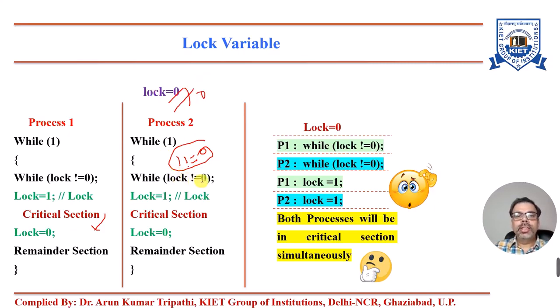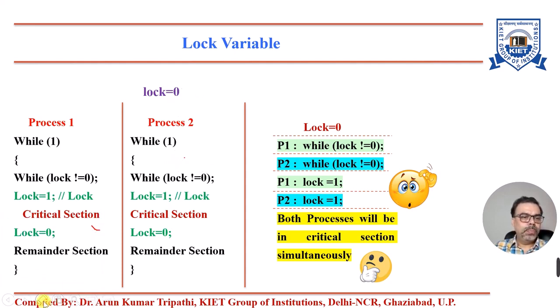Now, 0 is not equal to 0, so the condition gets false. Now this process can enter into the critical section. It seems everything is working fine, but there may be a problem. What problem will be there? Let us see and discuss how the problem arises and how to resolve that problem.